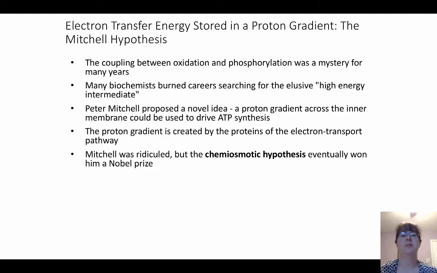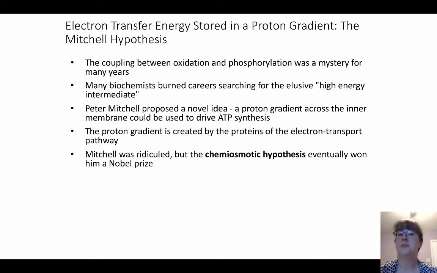For a long time, the most popular idea was that there was some sort of other high energy intermediate, such as those found in the substrate level phosphorylation in glycolysis, that was driving the ATP synthesis of mitochondria. But they simply never found those intermediates. So Mitchell put forward a theory instead, the Chemiosmotic Hypothesis, that there was a proton gradient across the inner membrane that could be used to drive ATP synthesis.